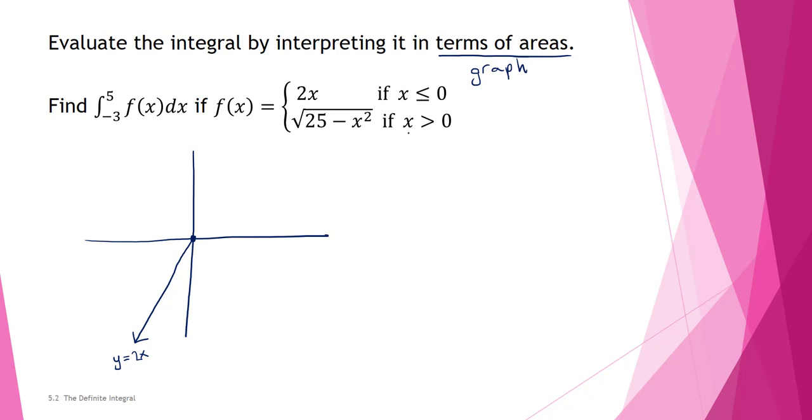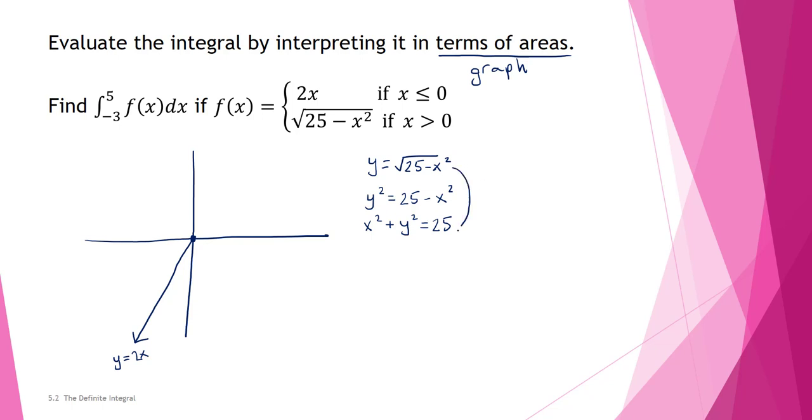Okay, and then for x greater than 0, my graph is y equals the square root of 25 minus x squared. Squaring both sides, this gives me y squared equals 25 minus x squared. And then if I add x squared to both sides, we have x squared plus y squared equals 25. We know that this is a circle centered at the origin with radius 5.